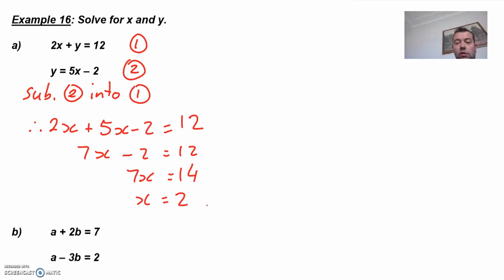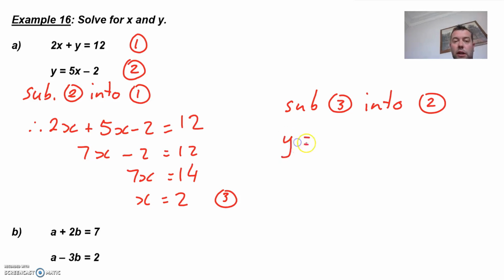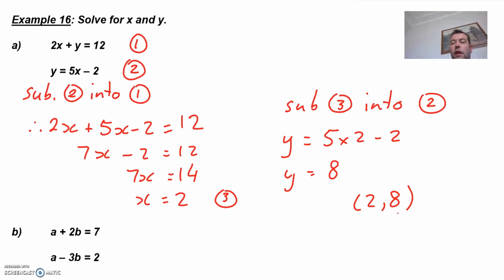Not finished. x equals 2, that's fine, but I'm only halfway there. I need to find what y equals as well. Now I'm going to call this one 3 and substitute 3 into, you can substitute into either of them. It's going to work nicely into 2 because y is the subject. It's like a formula now. So y equals not 5x but 5 times 2 minus 2. So y equals 10 minus 2 equals 8. That's my solution. So my solution is 2, 8. If I substitute those points into either of these equations, I'll get an equivalent statement. The left-hand side will equal the right-hand side.